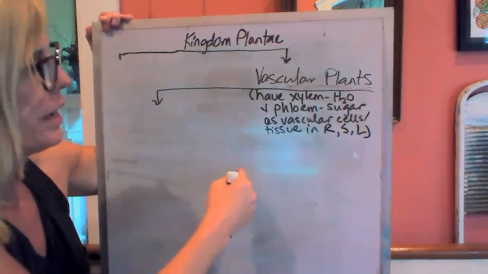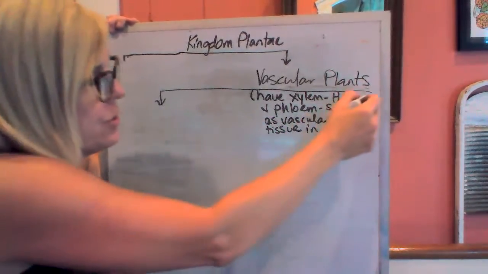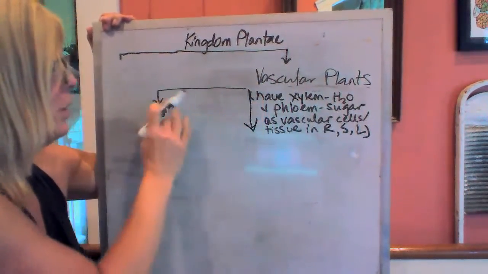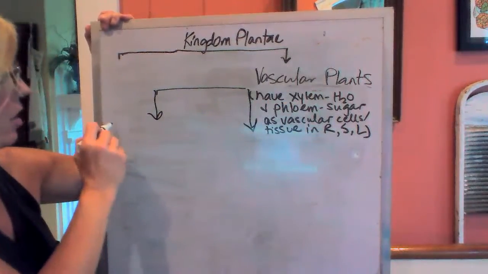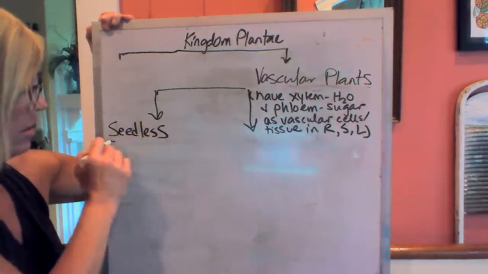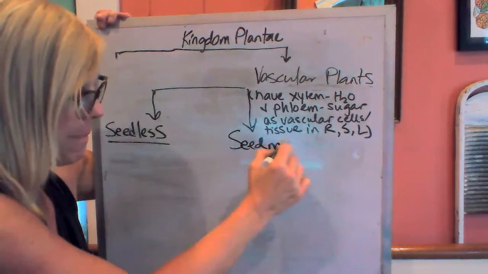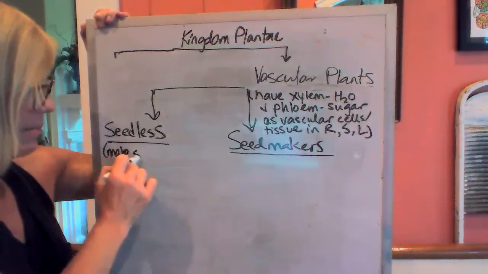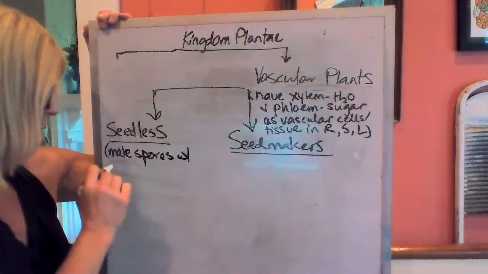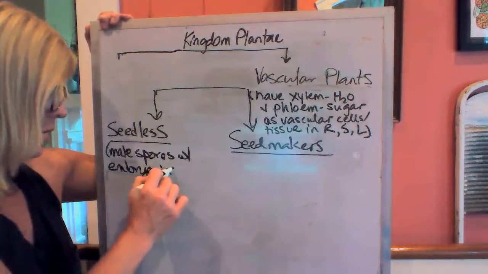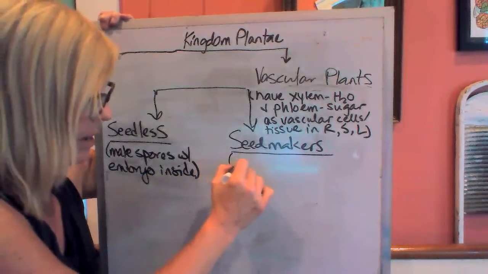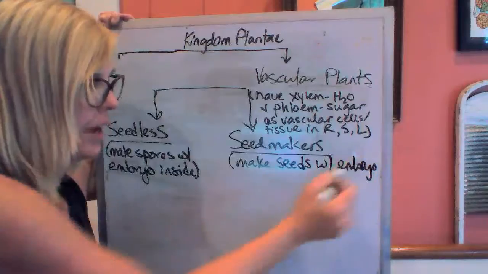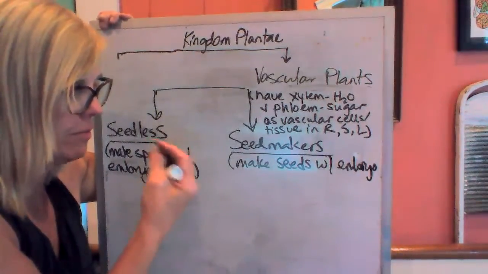So if we take the vascular plants, we are going to divide them into two groups. And I would make that arrow go out a little bit, but I'm going to put it here just because of what I wrote. And these are the seedless vascular plants and the seed makers. Okay, so if you're seedless, you make spores, just like the mosses, with embryos. And these make seeds with embryo inside, and it's endosperm, which it uses to eat as for nourishment.